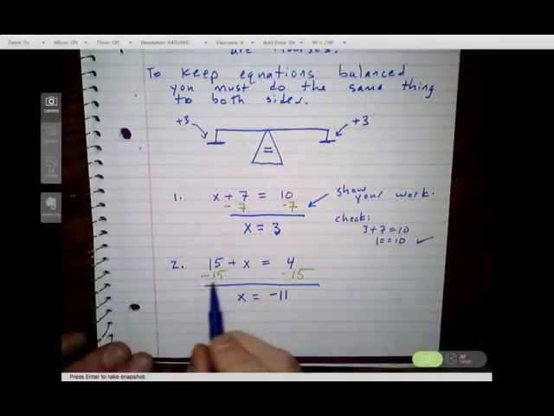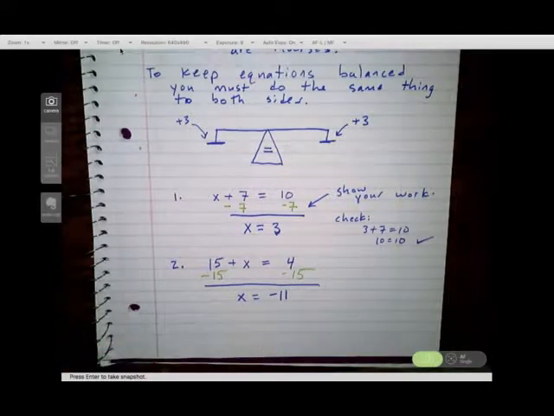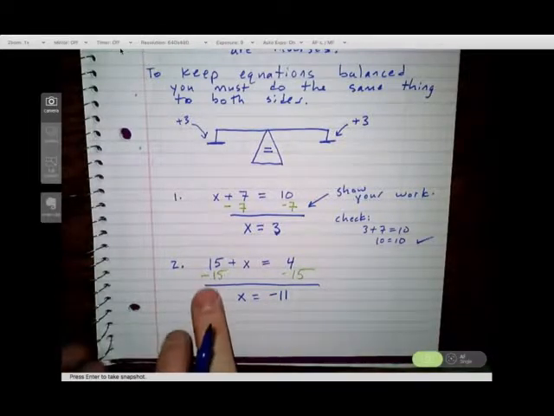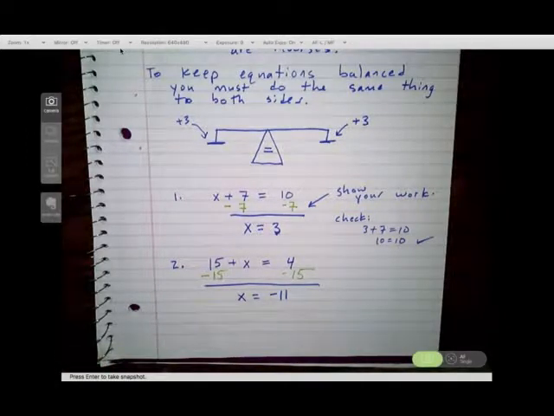Okay, again, this is the work I want to see on each problem. I want you to write that in there. For now, I want you to show me how you're getting it done. Eventually, some of these you'll be able to do in your head, and that's fine. You can stop showing every single step of your equation, but for now, I definitely want you to do it.